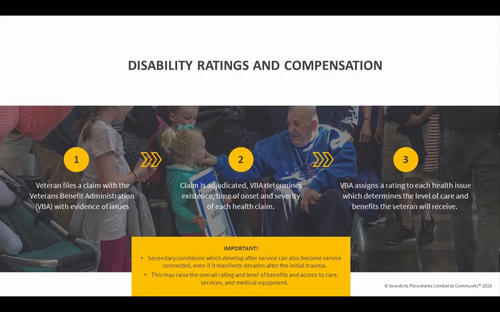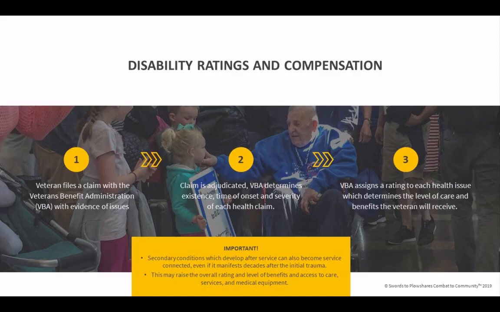And let me just say here, many veterans, particularly the younger current veterans, have many, many health claims, both physical and mental health issues. The VA then assigns a rating to each health issue to determine the level of care and the benefits that the veteran will receive.